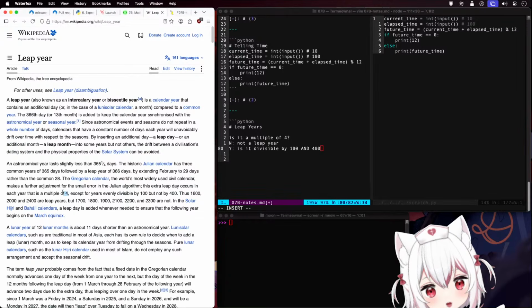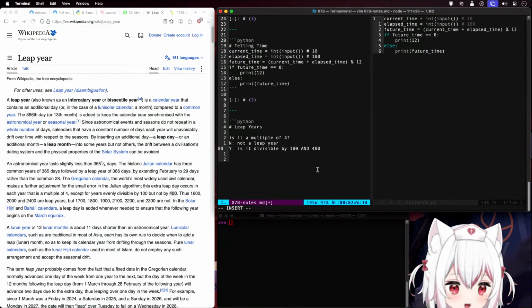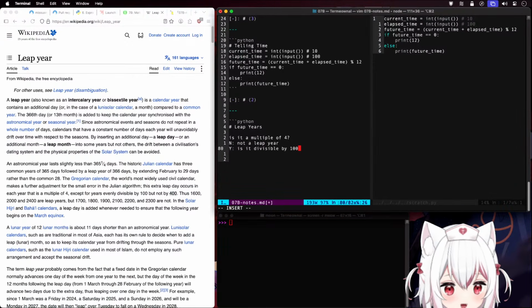So is it a multiple of 4? Then is it evenly divisible by 100? Then I don't know why they wrote it this way. Is it evenly divisible by 400? Oh, because there's a reason. Okay. Divisible by 100.